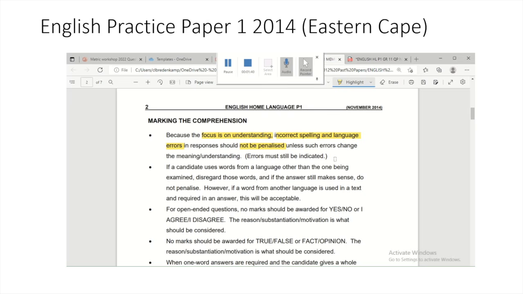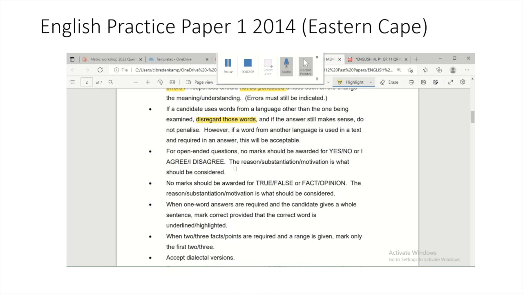Then, if a candidate uses words from a language other than the one being examined, disregard those words. So perhaps you've used a Zulu word or you've used an Afrikaans word. Those words just get ignored. You do not get penalized. But if a word from another language is used in a text and it requires the answer, it will be acceptable.